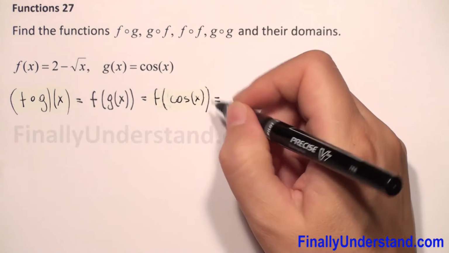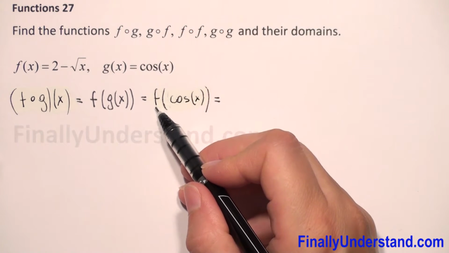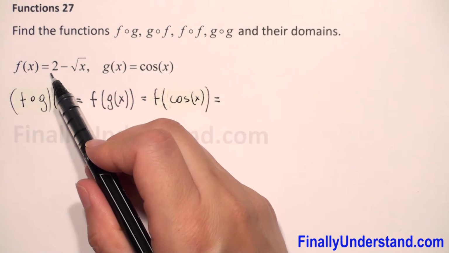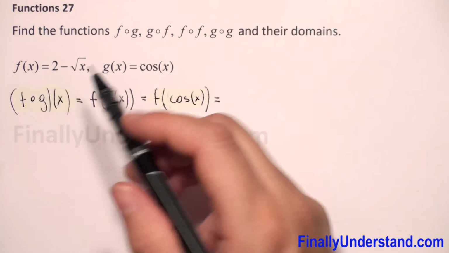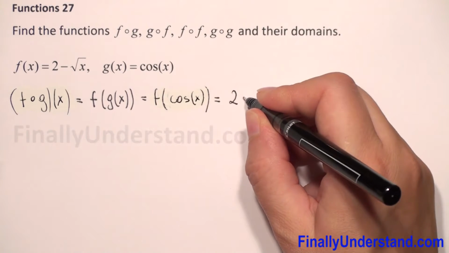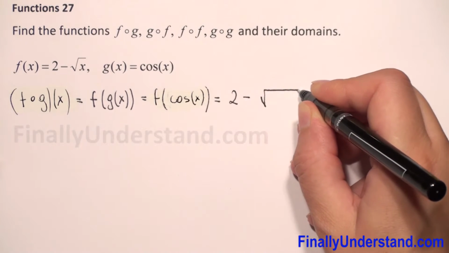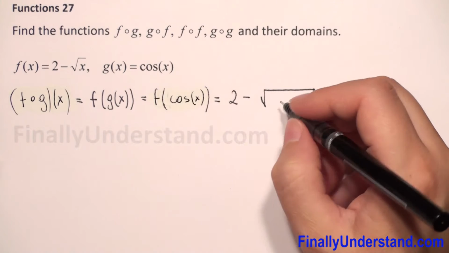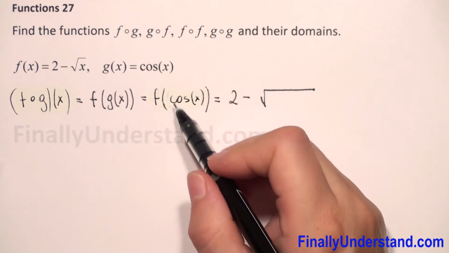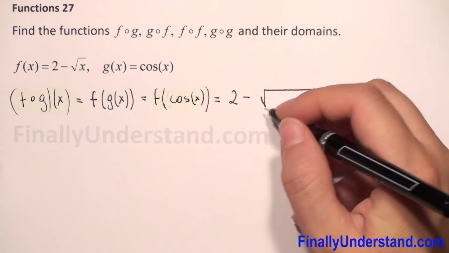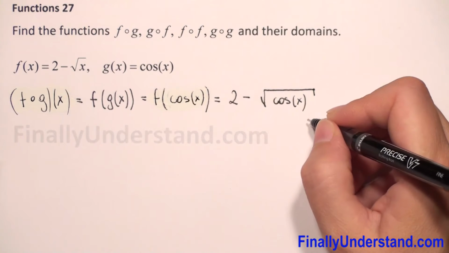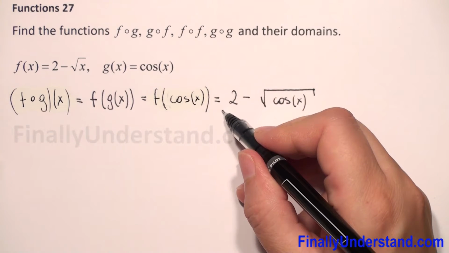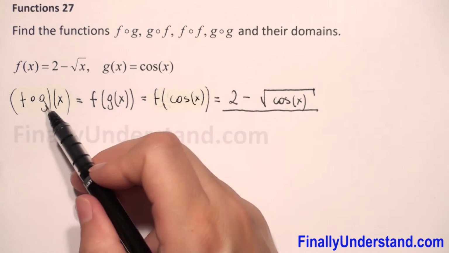so this is equal. Now we are just going to the f function. The formula of the f function is 2 minus square root of x. So we just copy 2 minus, we copy the root sign, and for x we have to put whatever we have in parentheses. So we have cosine of x. And this is our composition function f of g.